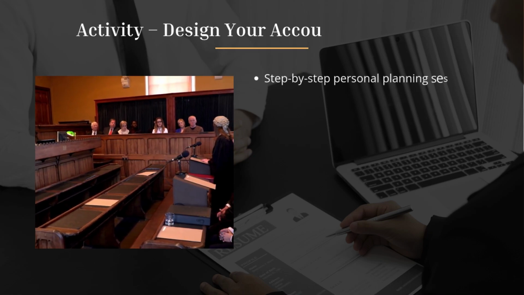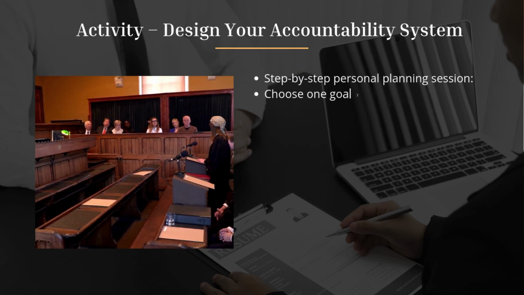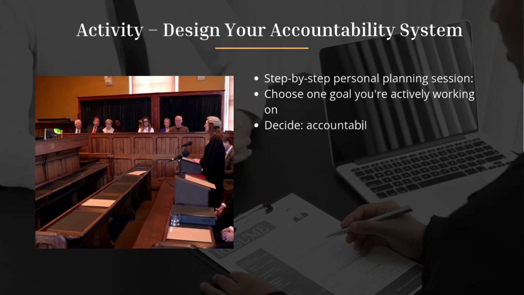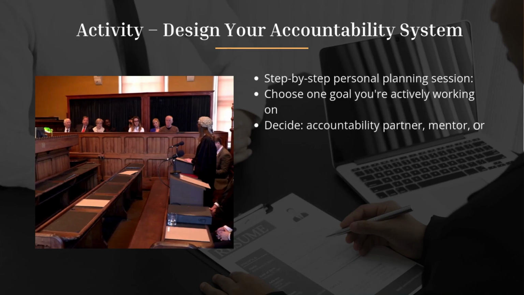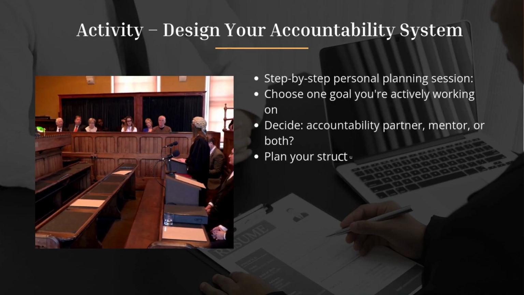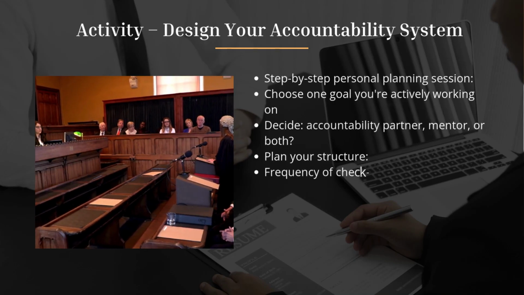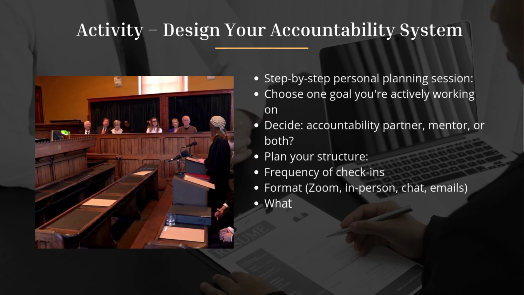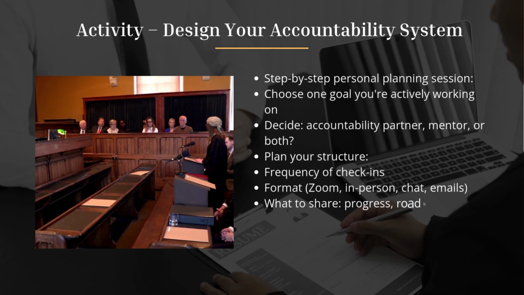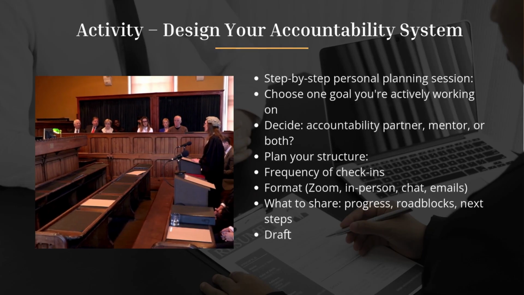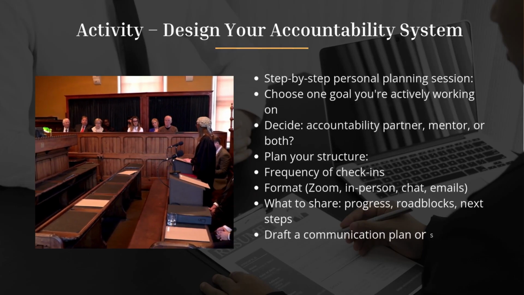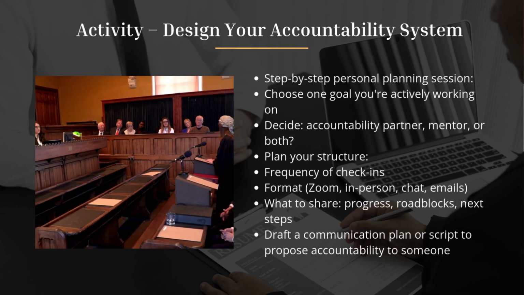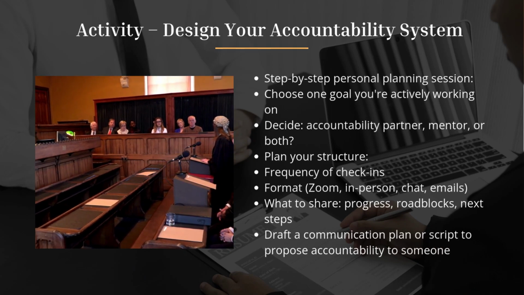Activity: design your accountability system. Step-by-step personal planning session. Choose one goal you're actively working on. Decide: accountability partner, mentor, or both. Plan your structure: frequency of check-ins, format (Zoom, in-person, chat, emails), and what to share: progress, roadblocks, next steps. Draft a communication plan or script to propose accountability to someone.